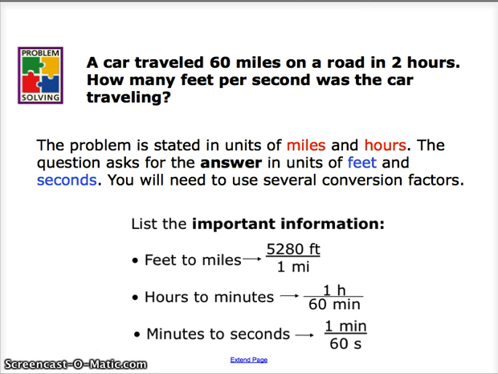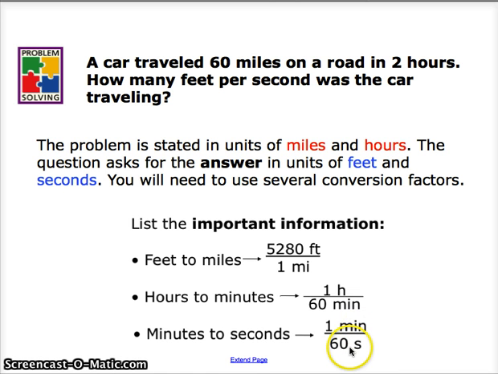So if you can determine the information that you need to use, that would be helpful for you. Here we have a list of information. There are 5,280 feet per mile. We want to go to feet, and we are coming from miles. In this case, we want to figure out how to get from hours to minutes and then minutes to seconds. So we know that there are 60 minutes in an hour and 60 seconds in a minute.